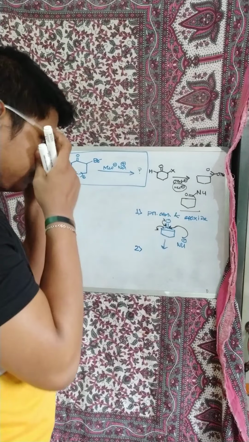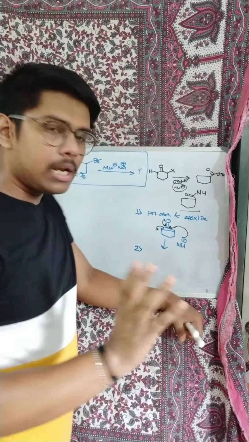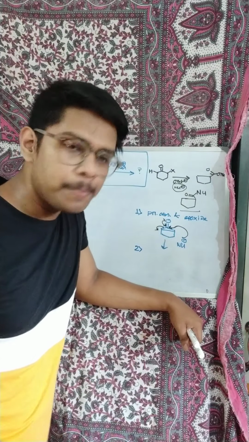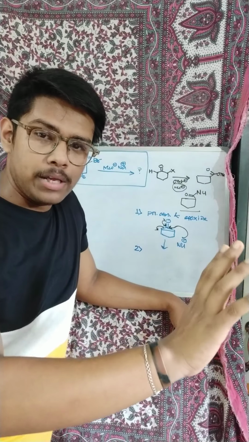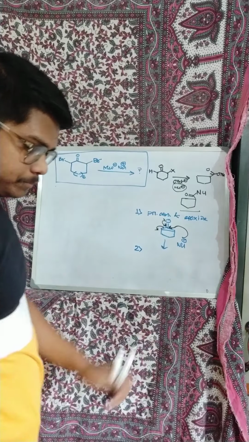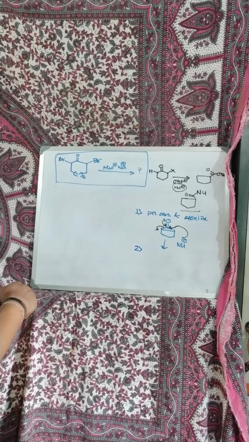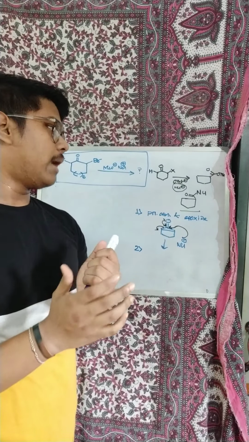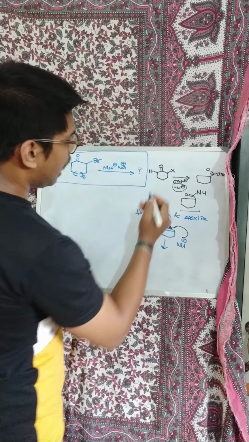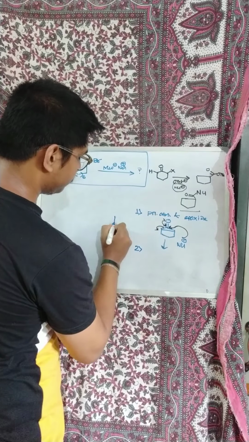Now the next thing is that, in the mechanism, we can understand there are two steps. First is the proton extraction and epoxide formation, and the second step is the nucleophilic attack and the breaking of the three member epoxide ring. Now one thing we have to remember is that the first step is the proton extraction, and obviously when the proton is extracted, there will be something like this.